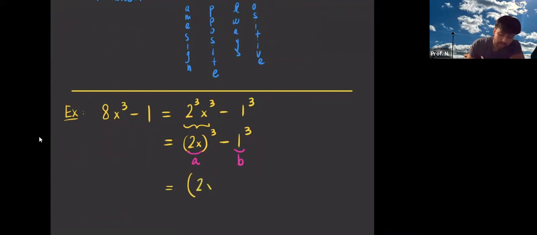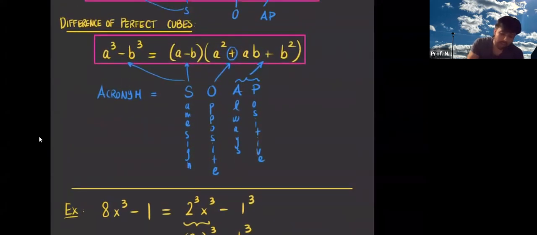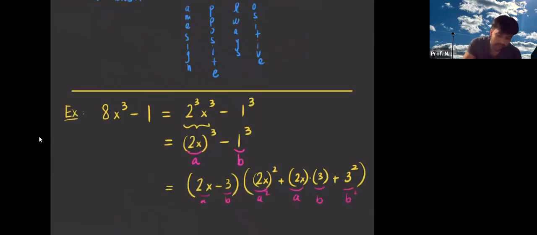This is (2x − 3)((2x)² + 2x · 3 + 3²). So again, all I did was utilize the formula: this is A, this is B, this is B squared. I'm replacing all the A's and the B's with the proper A's and B's that I have. When I square 2x, that gives me 4x squared.